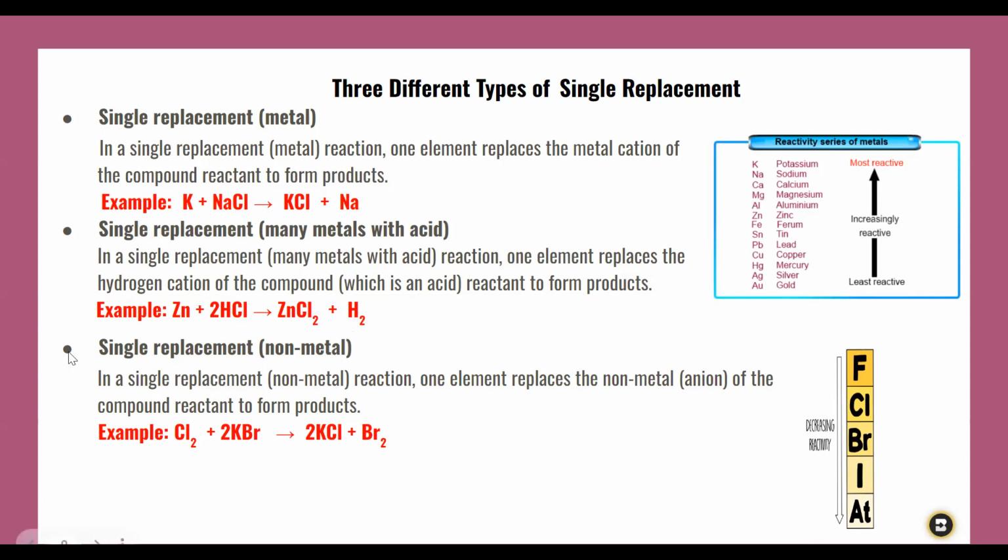Then we have the one that is when non-metals are involved. You see the order here, non-metals involved. Chlorine is by itself. This chlorine will kick bromine out. Chlorine is more reactive than bromine. It kicks bromine out and takes its place. Okay? Chlorine kicks bromine and takes its place. So these are the 3 different types of single replacement.